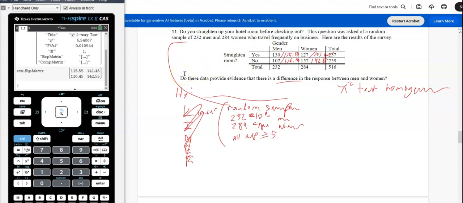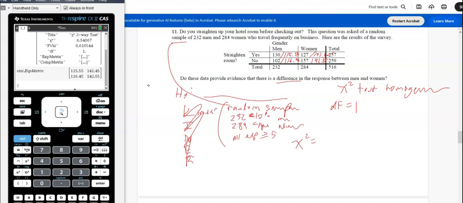So degrees of freedom would be rows minus 1 times columns minus 1, which would be degrees of freedom is 1. That's kind of weird. So we could do the chi-squared value here. We could start showing our test statistic here.